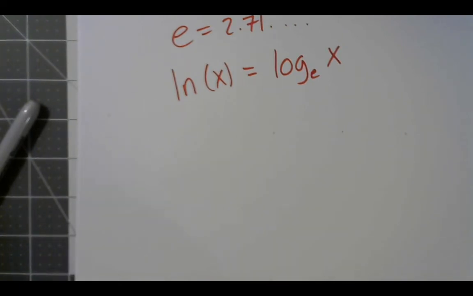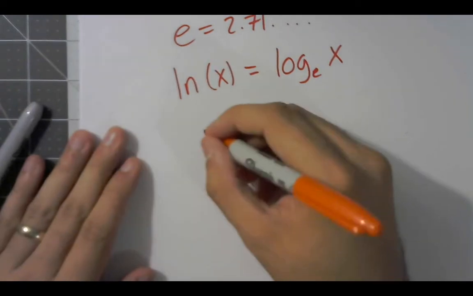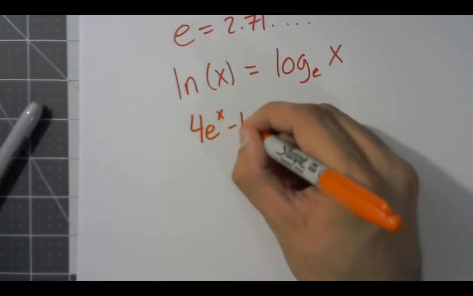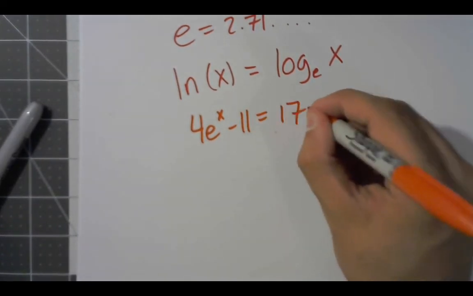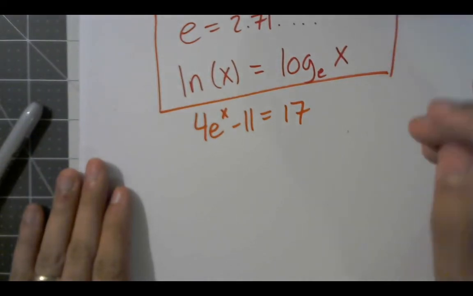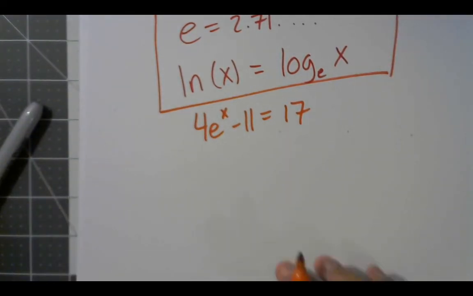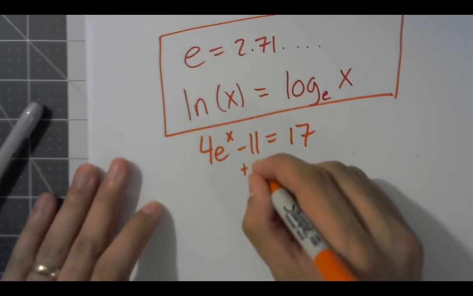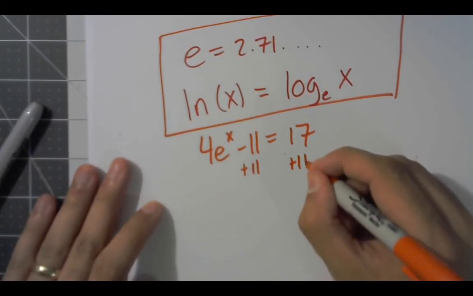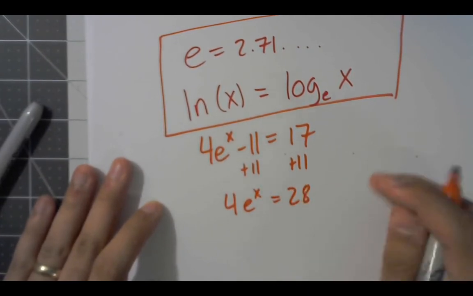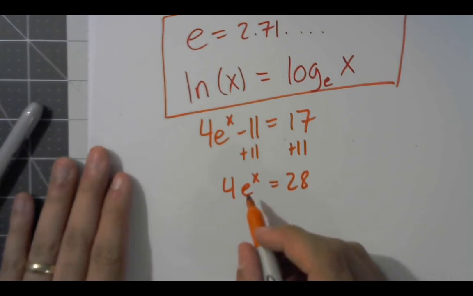Okay. So we have 4 e to the x minus 11 equals 17. You may be saying to your screen, Mr. Goodrow, we did that problem this week. Yes, I know. What we're doing is trying to find x. What we need to do is get e to the x by itself. So I have stuff like 11 here that can just go away. That 11 can go away. I can get rid of that 4 as well.